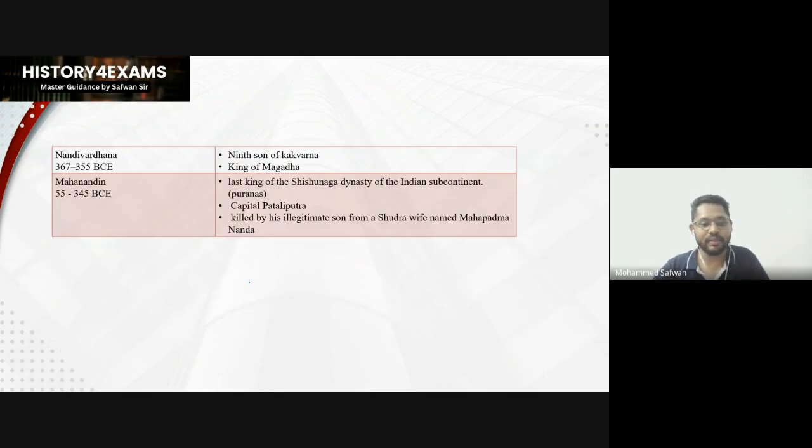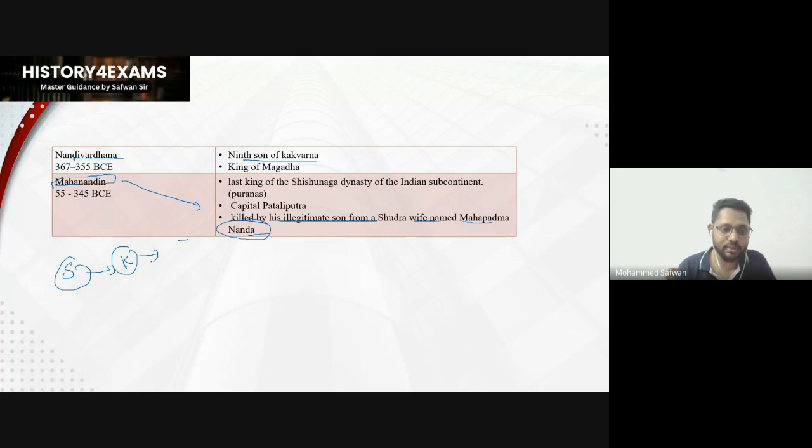Oh, it's not about Nandivardhana, it's about Mahanandin. We missed one person. Nandivardhana was the ninth son of Kakavarna or Kalashoga. After him comes Mahanandin. Our story is about this Mahanandin. He has a son from a Shudra wife named Mahapadmananda. So Mahapadmananda is actually going to kill whom? Mahanandin, not Nandivardhana. So you have to note these four names once again: Shishunaga, Kalashoga, Nandivardhana, and Mahanandin.